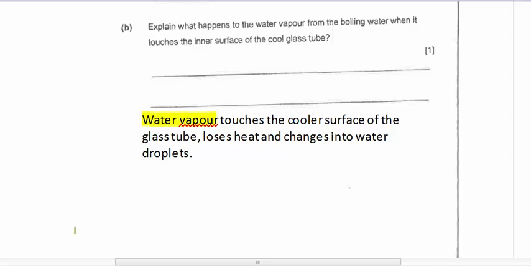So water vapor touches the cooler surface. So that's the first keyword, cooler surface of the glass tube. Next, you have to say that it loses heat and then changes into water droplets. So there are four things altogether. It must start with water vapor. Then we talk about touching the cooler surface, losing heat and change to water droplets. Repeat after me. Water vapor touches the cooler surface, loses heat and changes into water droplets. Remember this. This is the most common question. They will always ask you about condensation, and this will be your answer. Alright?